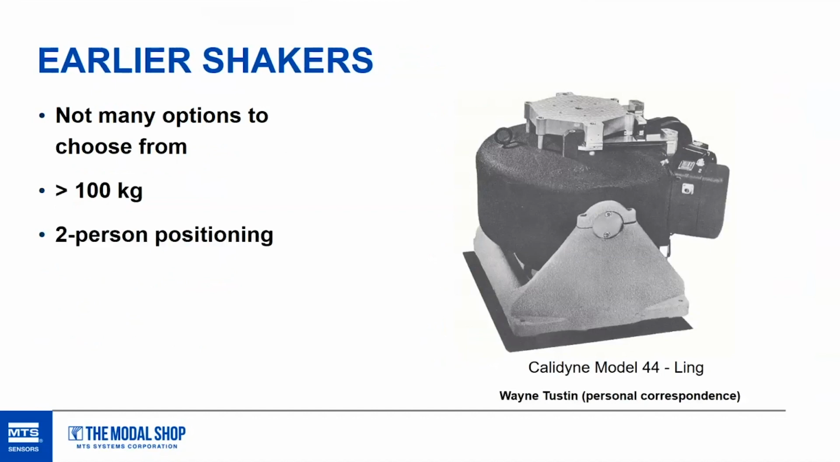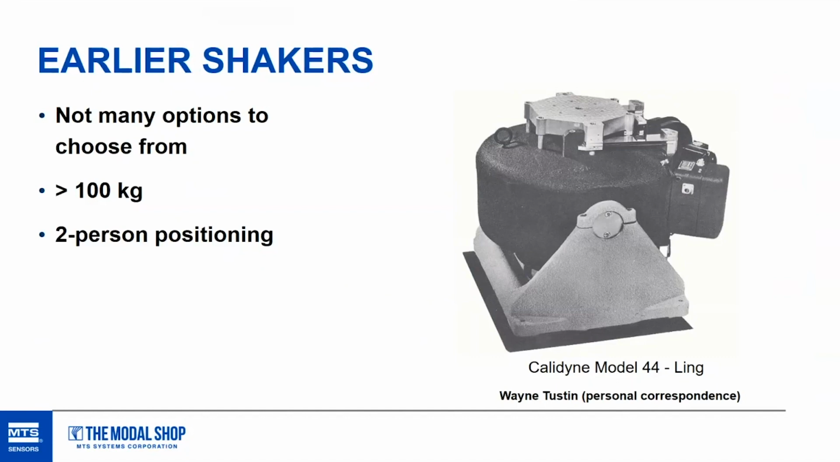So back in the days, and this is something that Wayne Tusting, some of you may know him, he exchanged a few emails with me a few years ago, and he talked about his experience back in the late 50s. They were testing aircraft at the time, and there were not many options to choose from. Shakers were very big, more than 100 kilograms each one. They needed more than one person to position it with the airplane, and that was it. We didn't have many options, and the amplifiers were also huge. They had tube amplifiers and so on.